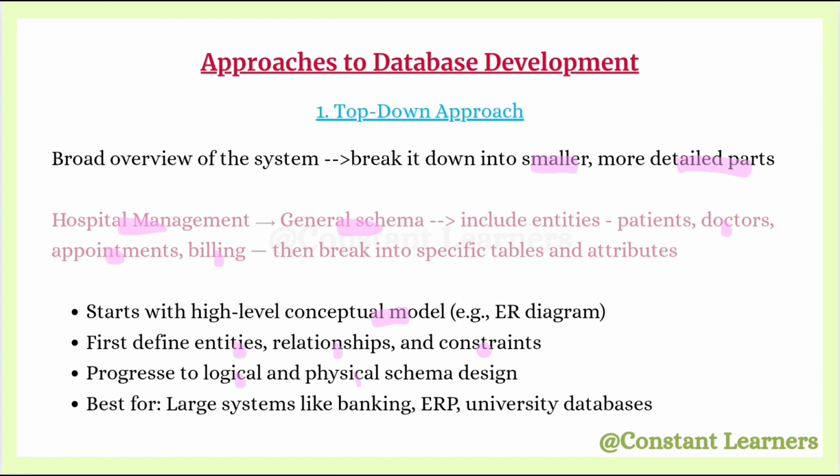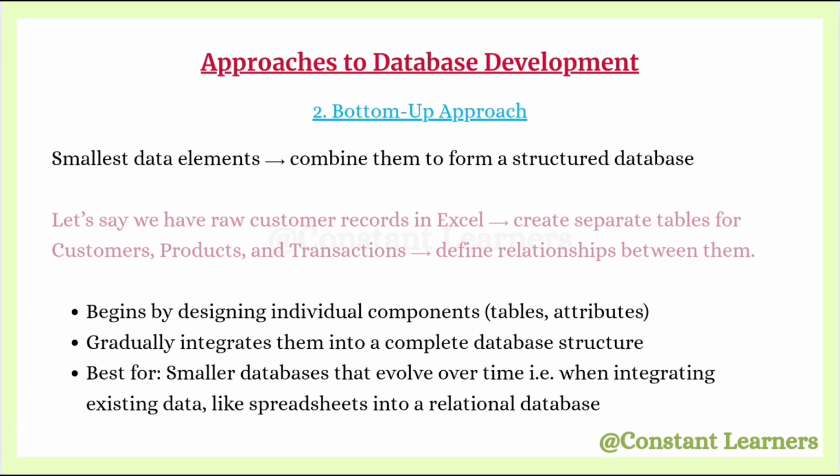Next, let's head to the bottom-up approach. Here we start with the smallest data elements and then combine them to form a structured database. Let's say we have raw customer records in Excel. So we first create separate tables for the customers, products and transactions and then define the relationships between them.